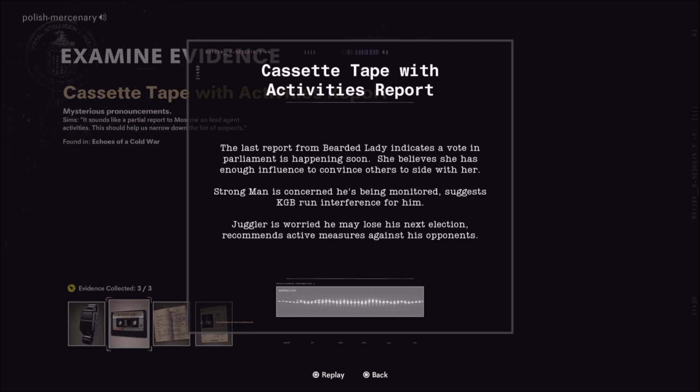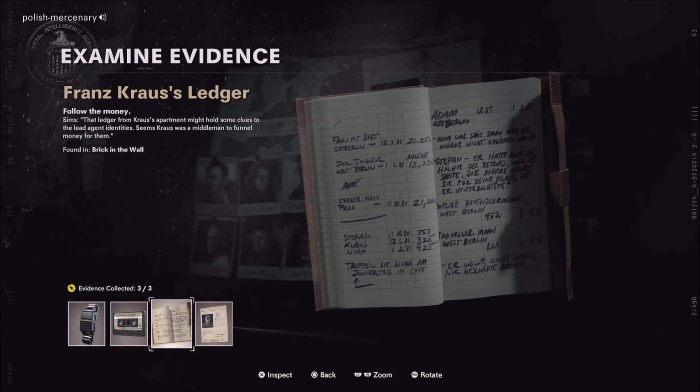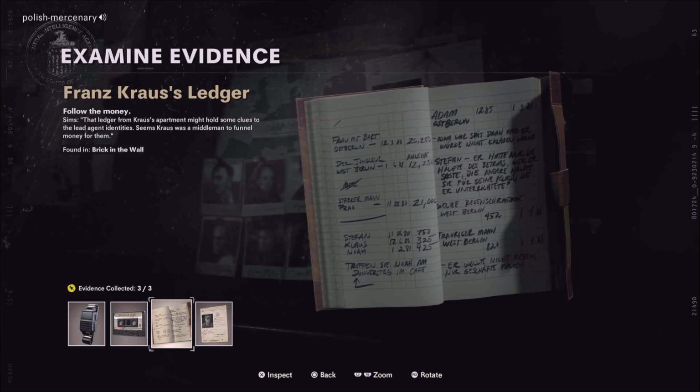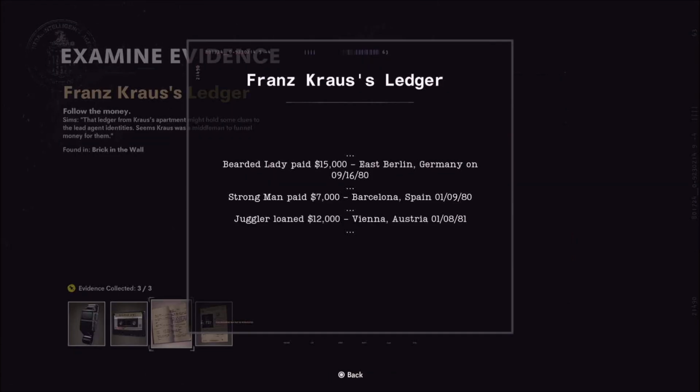Okay, so we know that she was in Krakow, Poland, October 4th, 1980. And we know that Bearded Lady is a woman. So now we move on to the third piece of evidence. And also, don't judge Bearded Lady by the fact that she's a woman, because Bearded Lady could be a man. The first time I did this, Bearded Lady was a man. So here now we have the third hint. Bearded Lady paid $15,000 East Berlin, Germany, on September 16, 1980.